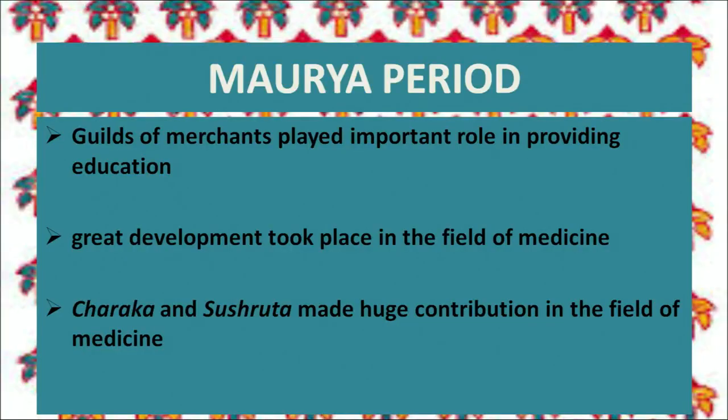During the Maurya period, education was largely controlled by guilds. These guilds were associations of merchants and artisans who did the same job. This period marked great development in the field of medicine as Charak wrote Charak Samhita on medicine and Sushrut wrote Sushrut Samhita on surgery. As heterodox sects like Buddhism and Jainism became popular, people started learning about these religions.